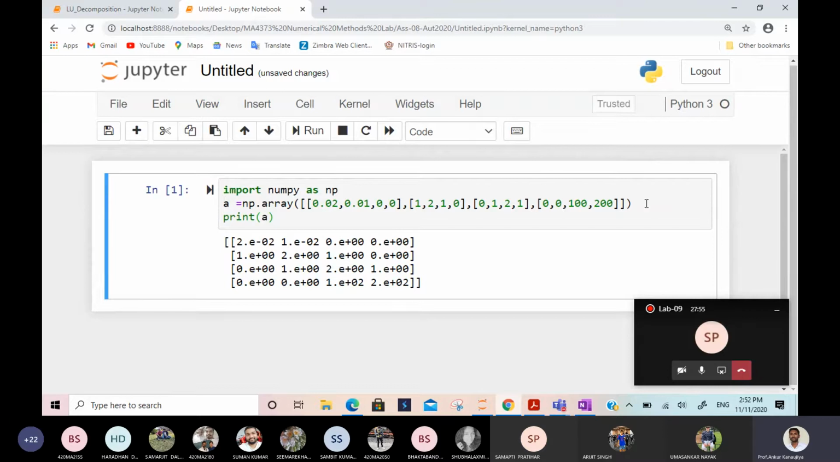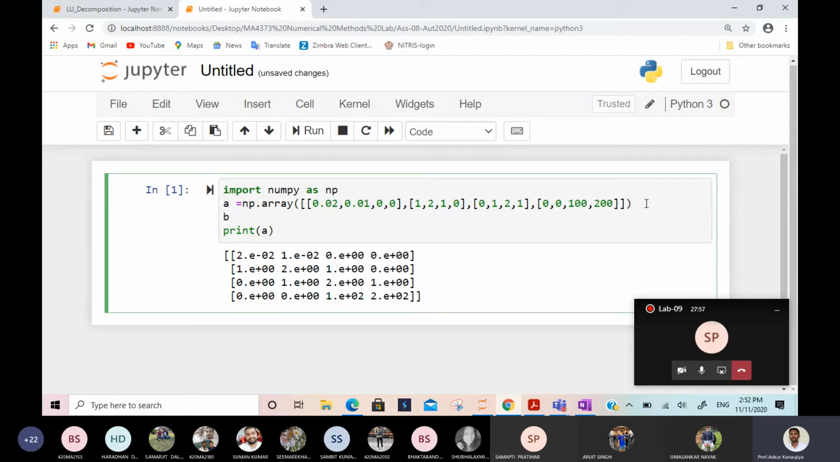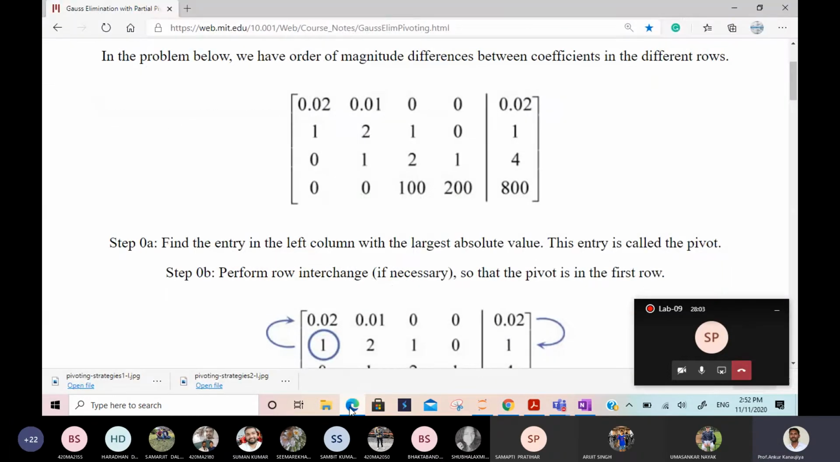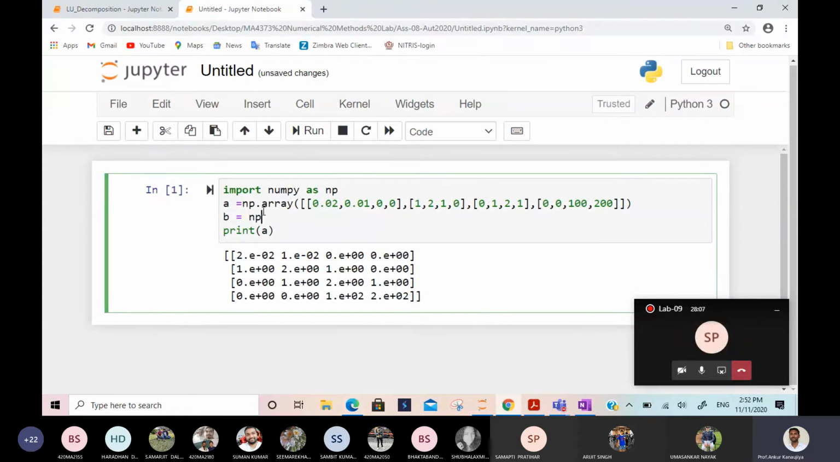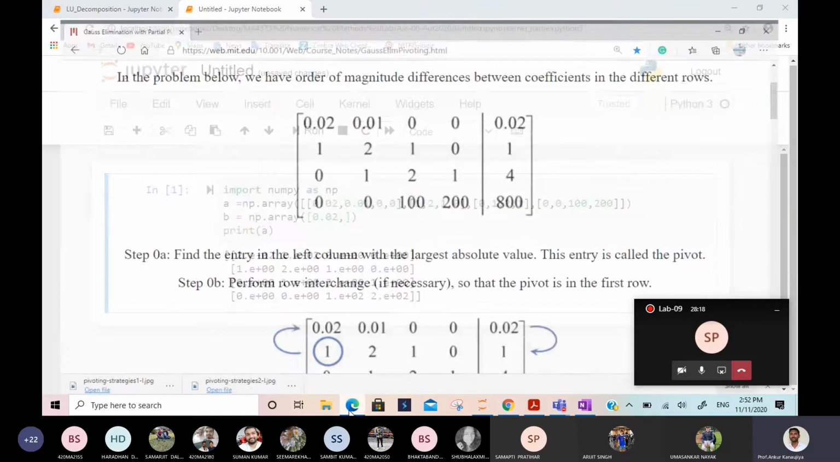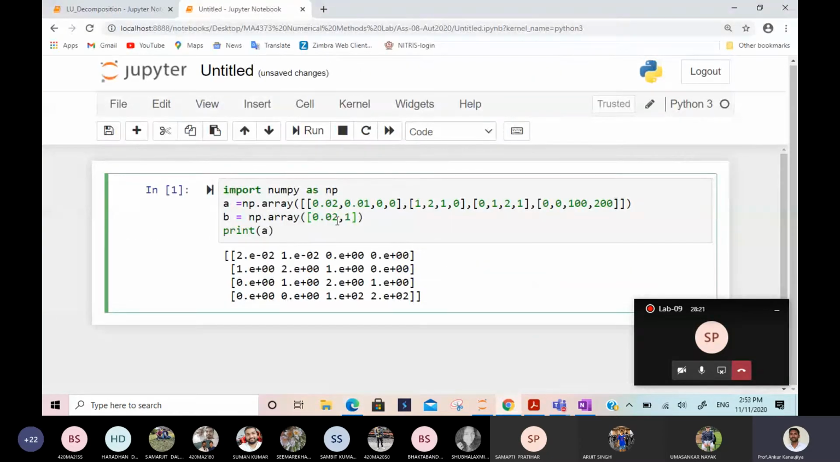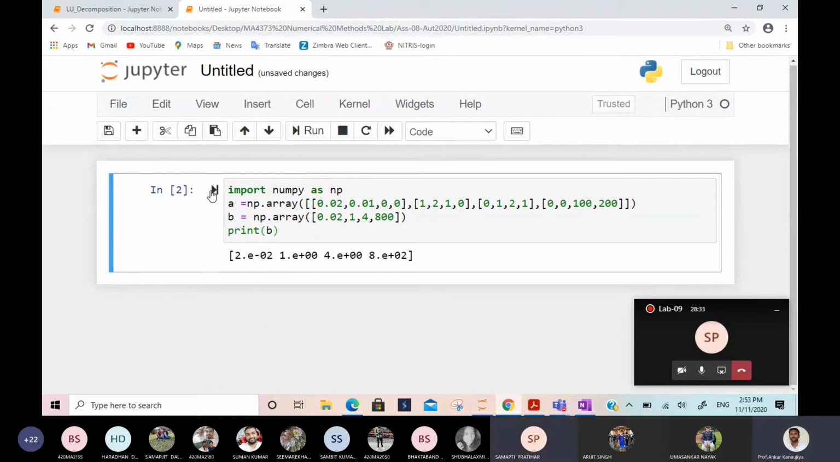Now I will write the right hand side also. That is the matrix B. So right hand side here is 0.02, 1, 4 and 800. np.array 0.02, comma 1, comma 4, comma 800. And even I can print B also. So this is the matrix B.